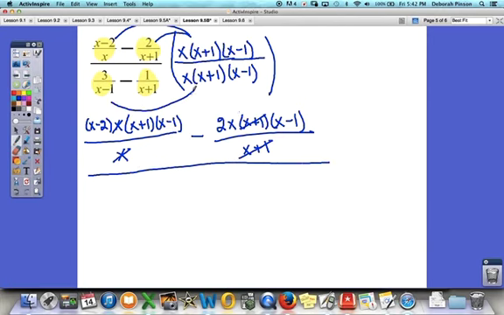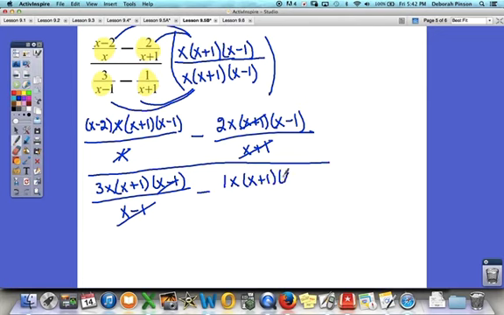Down here, again, I'm going to distribute out. I'll have 3x, x plus 1, x minus 1, over its denominator. So the x minus 1s will cancel. And here I'll have 1x, x plus 1, x minus 1, over x plus 1. So these guys will cancel. All right, now looking at what I have here, I'm going to just write out what I have, then we'll go through and simplify this thing because it's going to be a little bit messy.